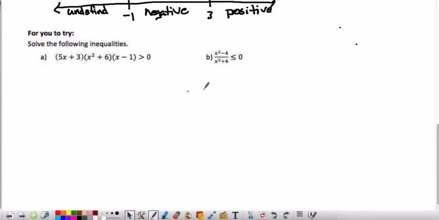Okay, I want you to use a sign chart for both of these and find out where the function is greater than 0 and write it in interval notation. Same with this one, find out where this function is less than or equal to 0 and write it in interval notation.